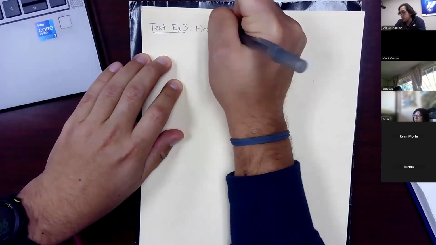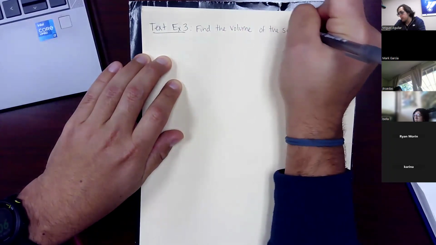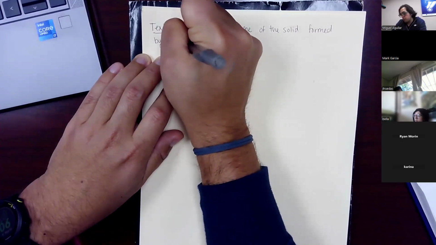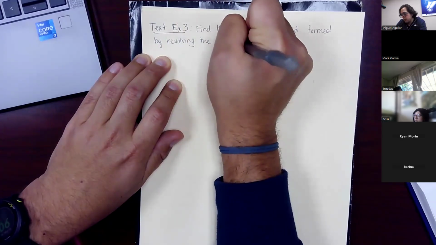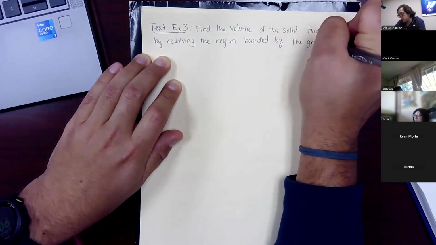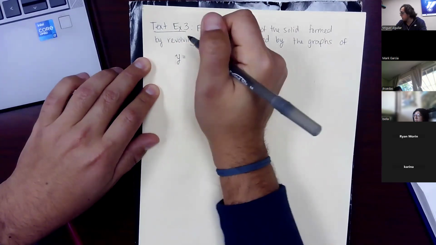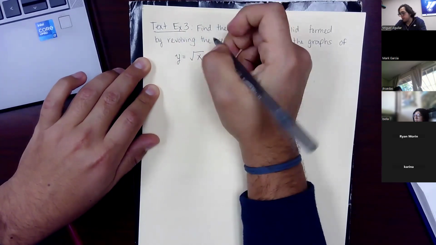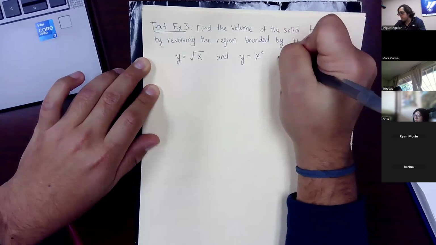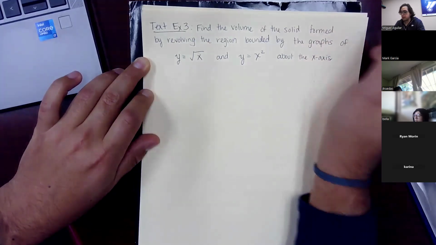We're going to find the volume of the solid formed by revolving the region bounded by the graphs of y equals the square root of x and y equals x squared about the x-axis. Okay.